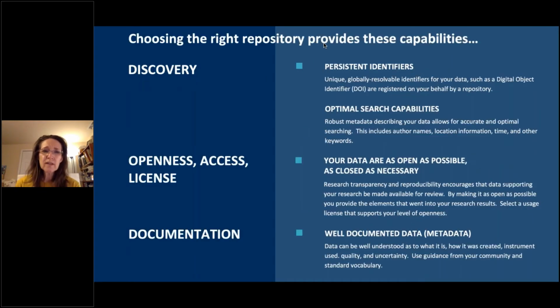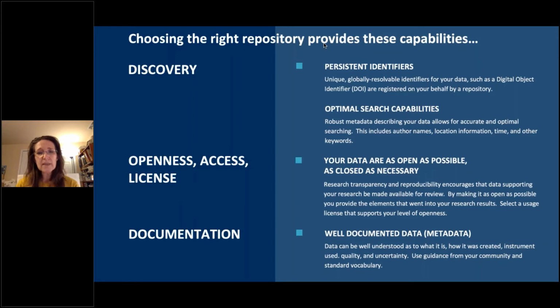So when you're choosing the repository, what you want are these capabilities, and they'll help you with a lot of the requirements from your funders and your publishers. Using persistent identifiers for discovery, one example of that is a digital object identifier. There are others, and the repository will register that persistent identifier for you. They will also help make sure that your data can be easily discovered through search capability.